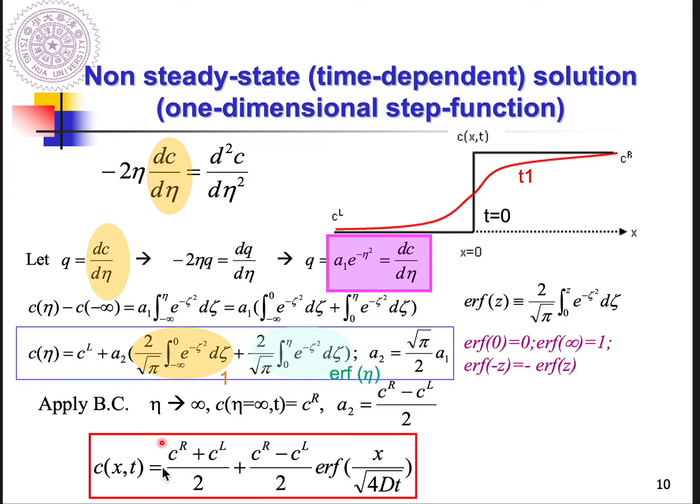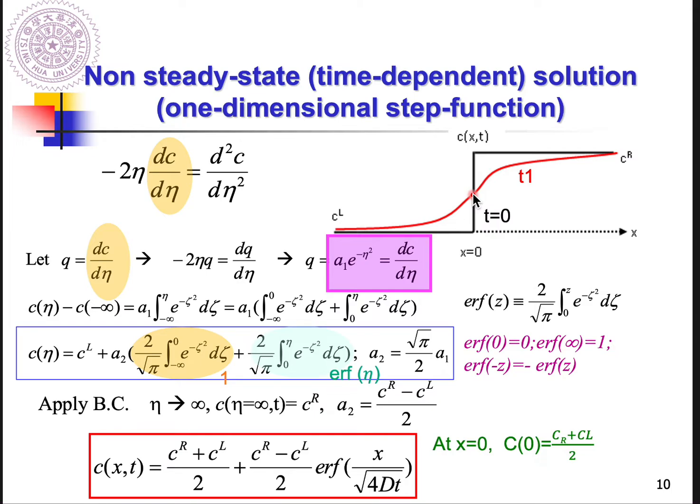And based on this solution, there are 3 interesting locations which do not change with time during the diffusion process. The first one is when x equals 0. When x equals 0, the error function of 0 equals 0. So at this point, the concentration will be equal to (CR plus CL) over 2. And this point does not change with time.